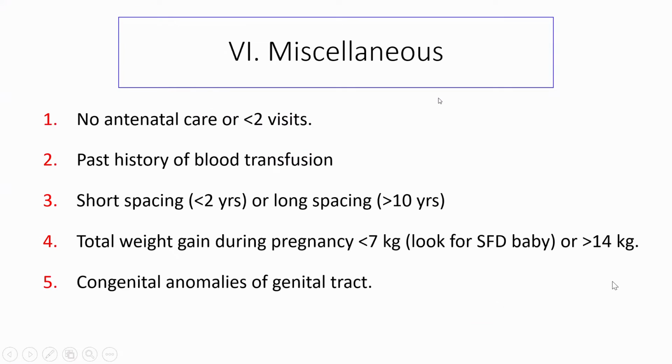And miscellaneous: if there is no antenatal care or fewer visits, history of blood transfusion. Why the history of blood transfusion is important: because sometimes there are certain antibodies apart from the Rh antigen. There are other antigens as well. So likely the patient may develop some antibodies, which can affect the baby. That's why there could be problems during cross matching as well. So that's why past history of blood transfusion is important.